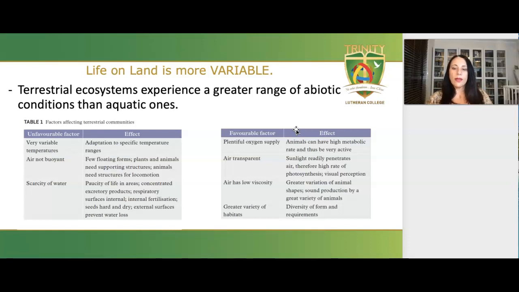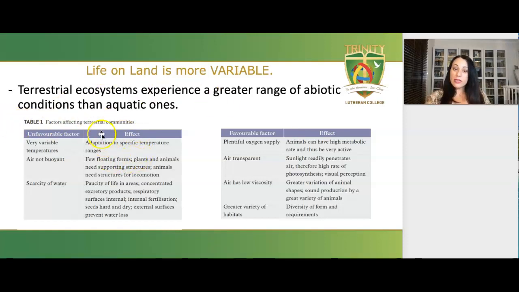Because we've got a greater range of abiotic conditions, it gets hotter, it gets colder, we have a greater range of environments, which of course means more microclimates, which means more niches, more places and ways for animals to do their living, which means we get a greater biodiversity as well.